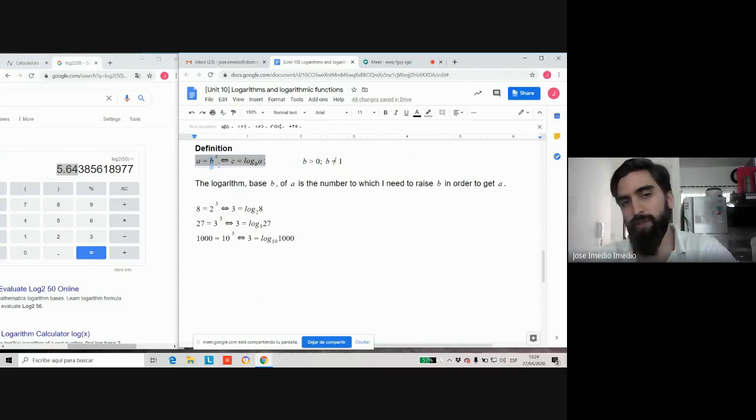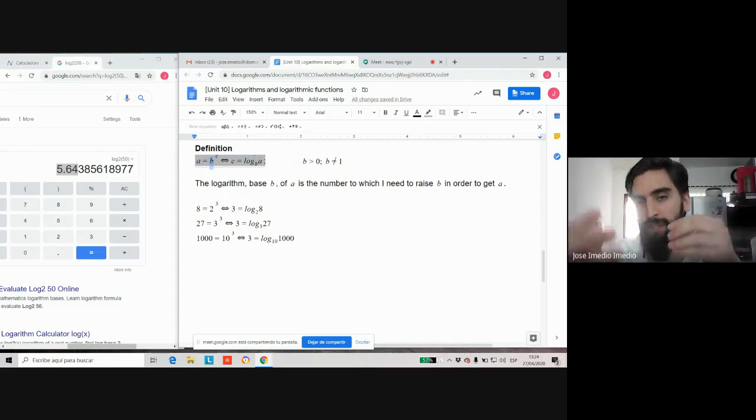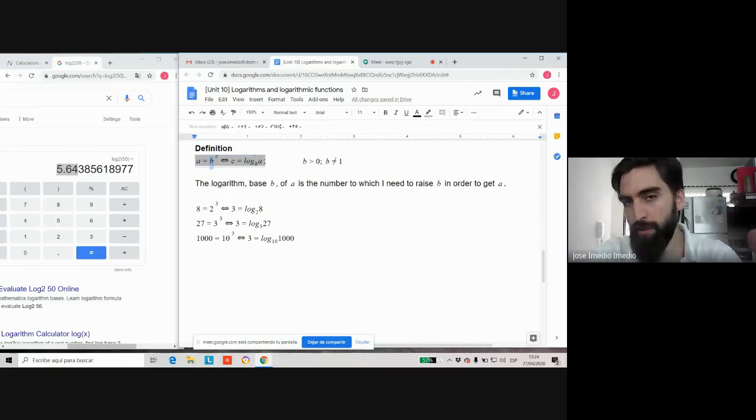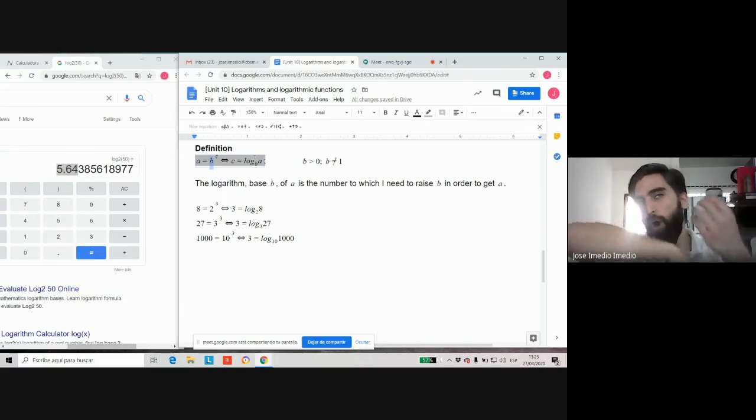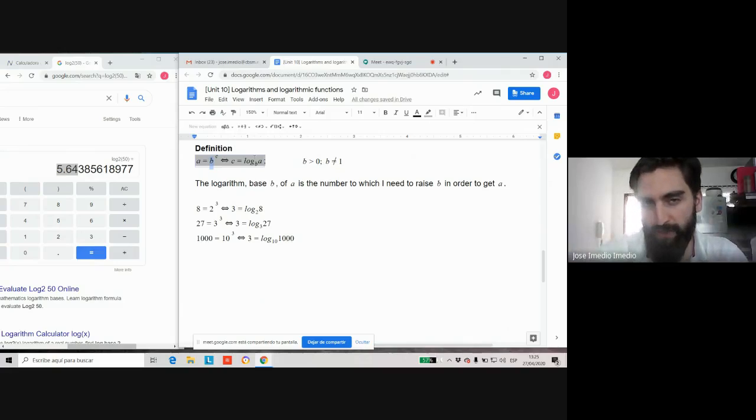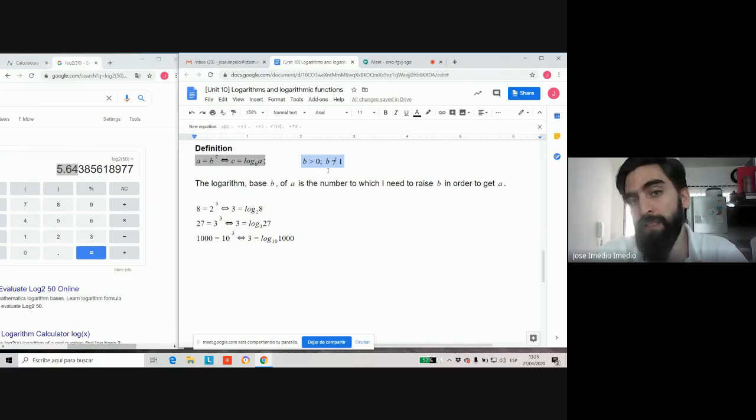As in the exponential function, the base of the logarithm cannot be negative. It has to be positive. This comes as a consequence of the logarithm being the inverse function of the exponential. So b has to be positive, b has to be different from 1, because if we raise 1 to any power, it remains 1.